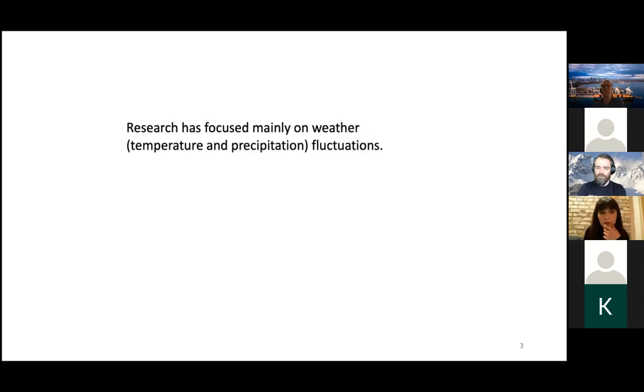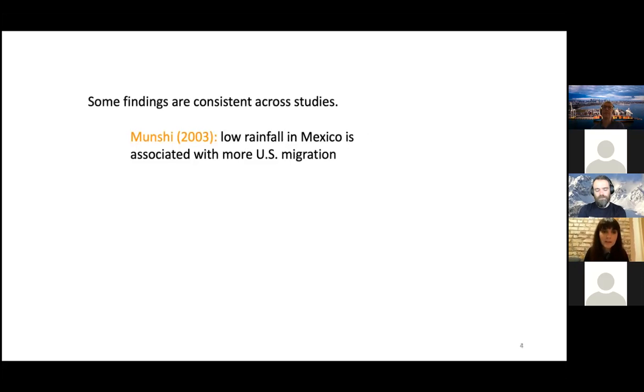Existing research talks mainly about gradual changes in weather, so looking at fluctuations in precipitation and temperature. There's also some work on sudden onset events like disasters, and we have some work on that, but today it's not at a level to be presented yet. So today I'll only talk about how gradual changes over time have impacted migration flows. And some findings are already established in the literature.